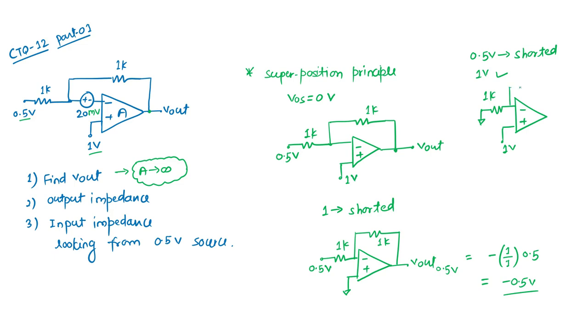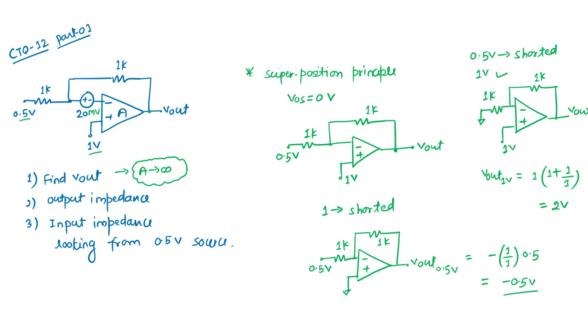This is also 1k. This is my output due to 1 volt only. So the output due to 1 volt is input times 1 plus R2 by R1, which is 1 by 1, so it comes to be 2 volt. So we have seen two outputs due to two different inputs.